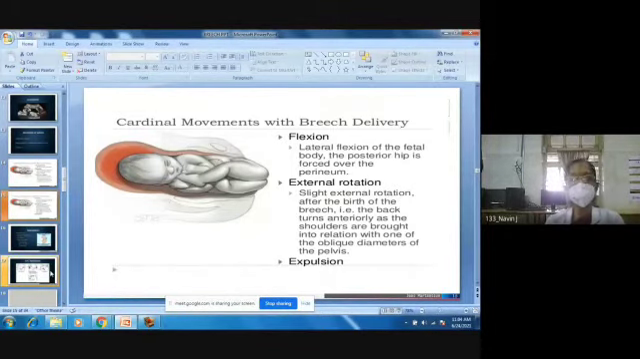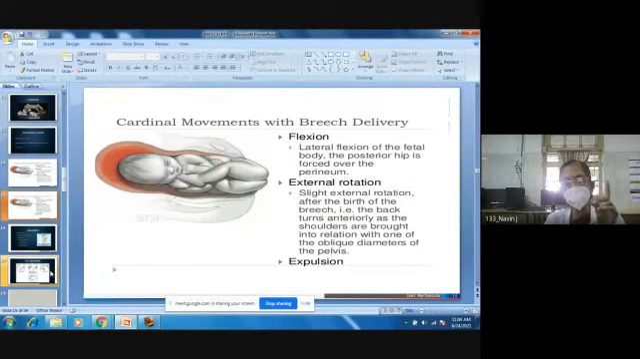Next will be the delivery of the after-coming head. Again, the head will be presenting in the opposite oblique diameter, in the right oblique. LSA la, the occiput will be presenting with the suboccipitofrontal diameter, that is 10 centimeters, and the head will be borne by flexion. Okay, the face will sweep over the perineum and the head will be borne by flexion.